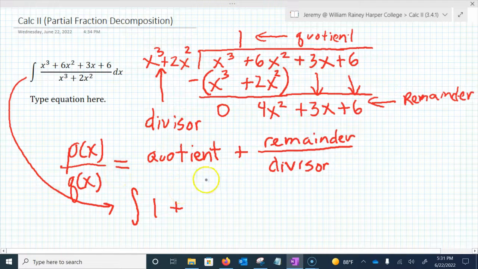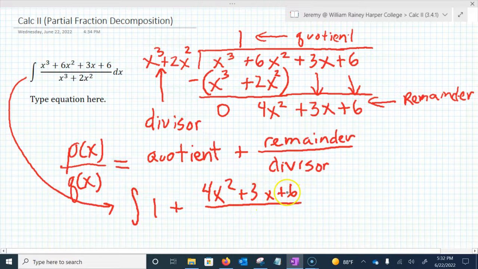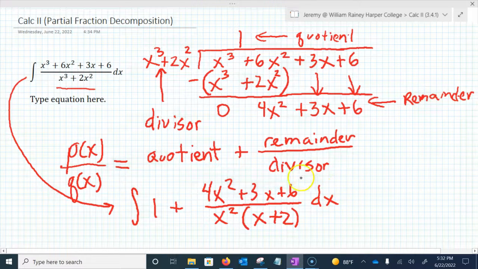plus the remainder, which was 4x squared plus 3x plus 6 all over, I'm going to factor that. So the denominator here I can factor out an x squared. And I'm going to have an x plus 2 left over. dx. Okay. So notice here, this first part, trivial to integrate. When I integrate 1, I'm going to get x.